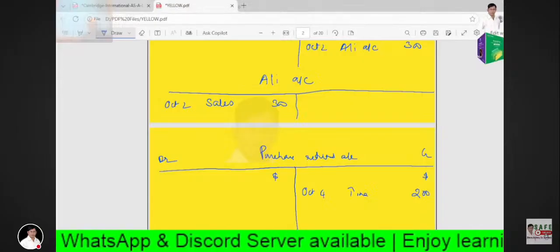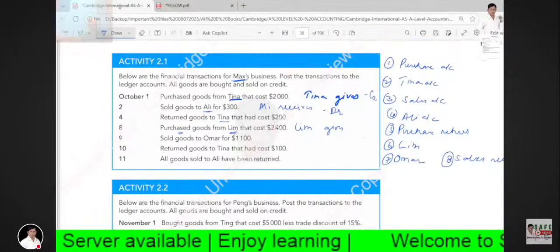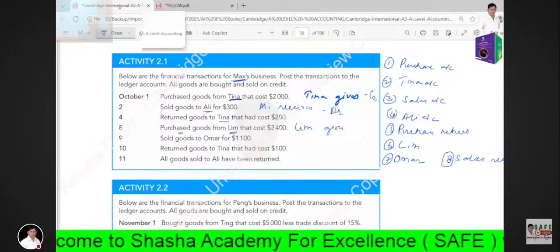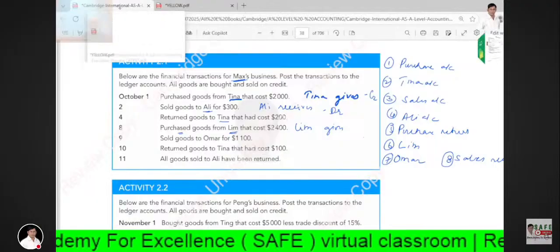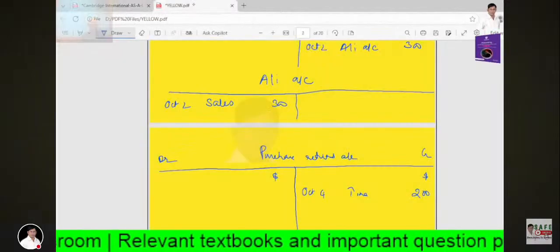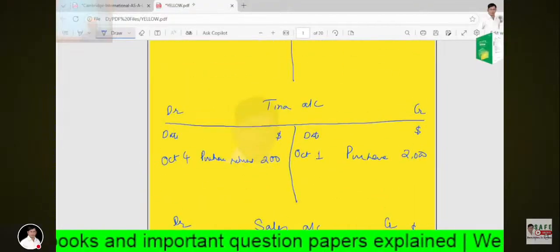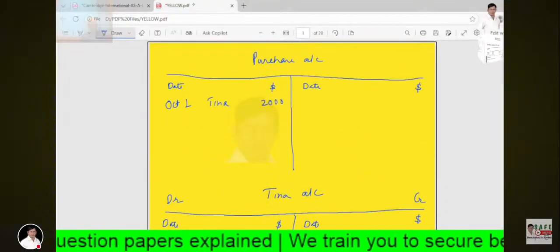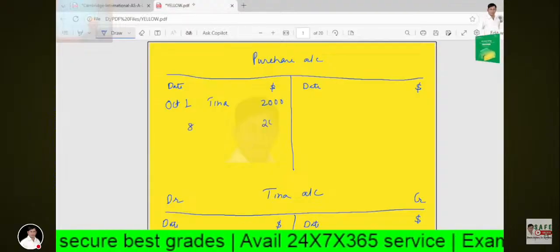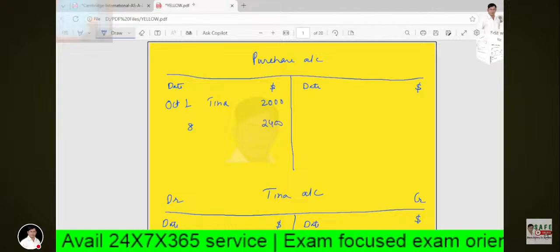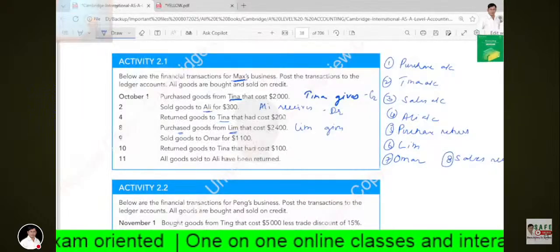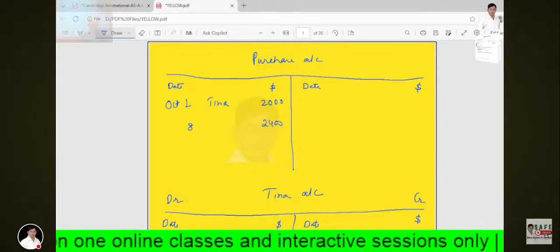What date? Date is very important. 8th. Subsidiary book. From whom? From Lim. Ninth one. Yes, Lim. So you have to write Lim. Okay, so withdrawn from bank.